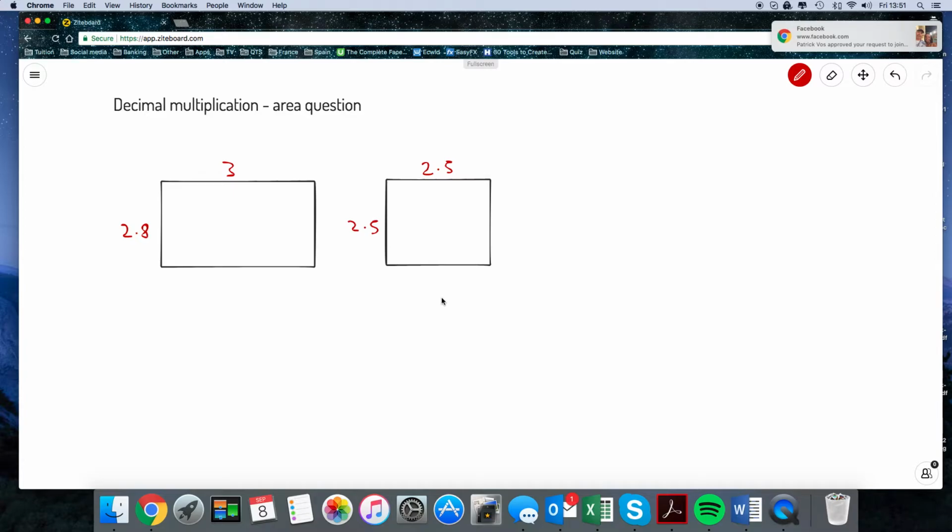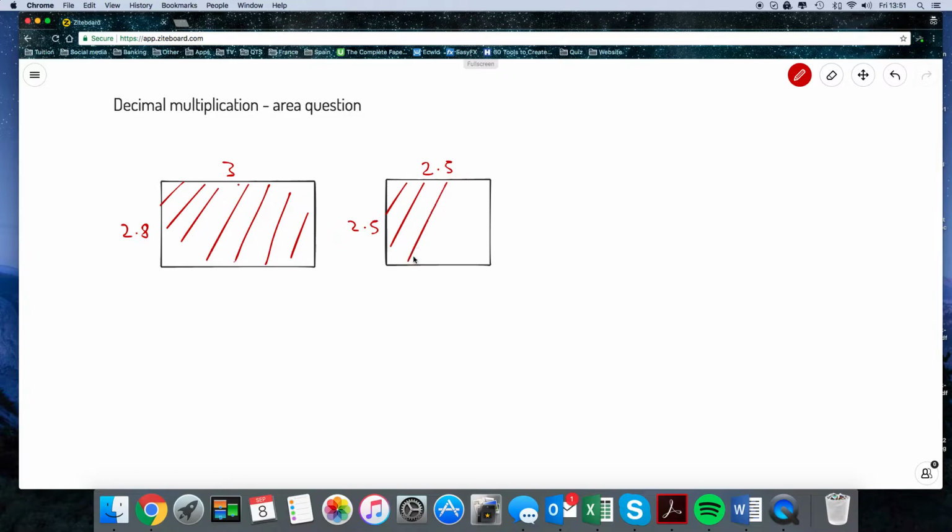Okay, so to work out the area of either of these shapes, the method is exactly the same, and it's pretty straightforward. It's a multiplication of the length and the width. Obviously with a square the length and the width are the same. So this one on the left we need to do 3 times 2.8, okay, and this one on the right we need to do 2.5 times 2.5.